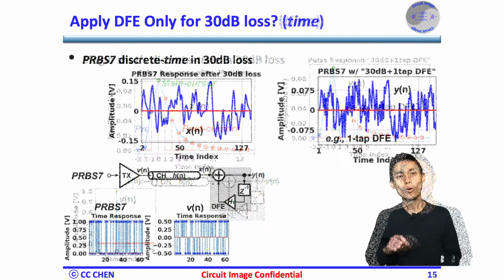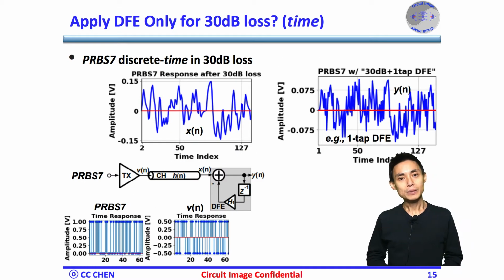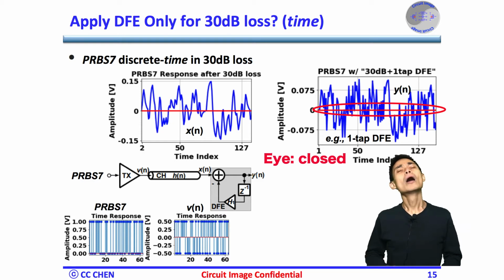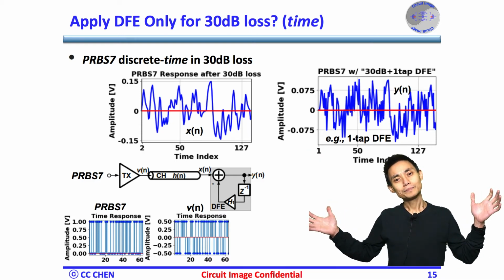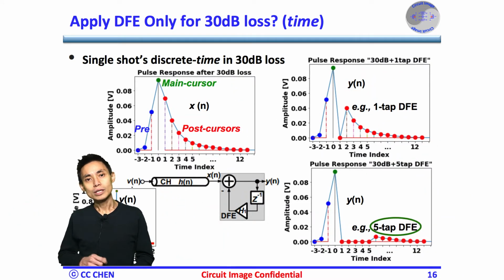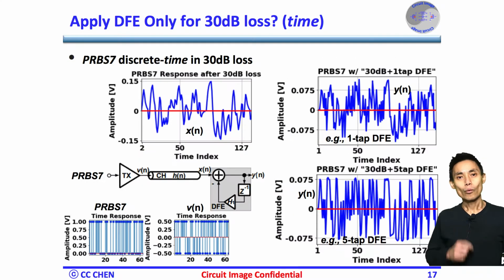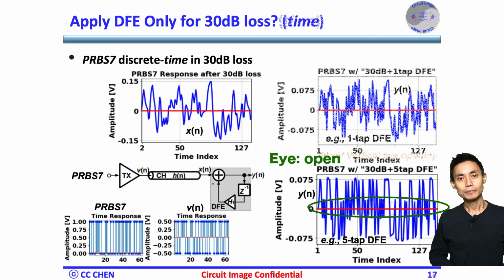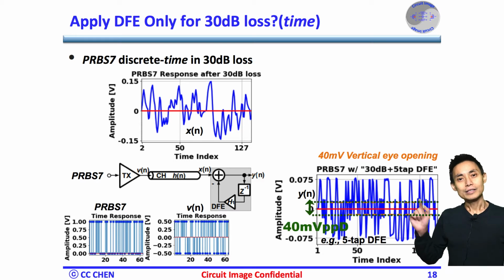When we apply the PRBS7 bitstream into the one-tap DFE, we know the eye is still closed from the transient waveform. What can we do? How about 5-tap DFE? Which is the most popular number of taps people use? When we apply the PRBS7 bitstream into the 5-tap DFE, we can tell the eye could be open from the transient waveform. As you can see, there's a roughly 40 mV peak-to-peak differential opening.